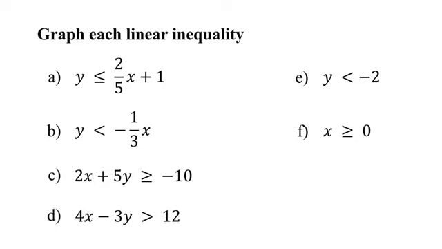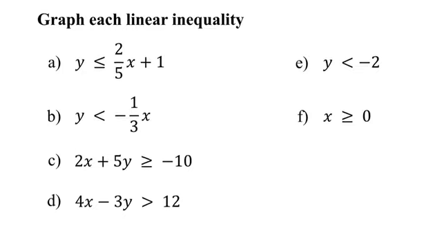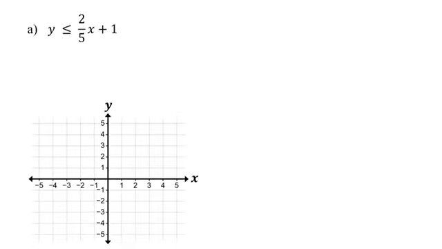In this lesson, you will learn how to graph linear inequalities in two variables. Graphing linear inequalities involves two simple steps. The first step is to graph the boundary line. The second step is to shade the solution region to show all points that satisfy the inequality.